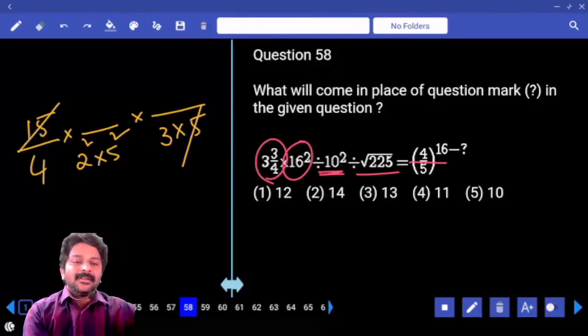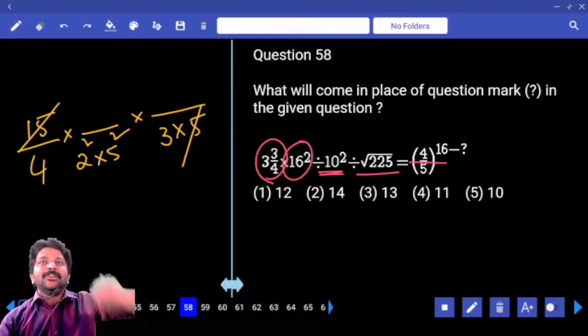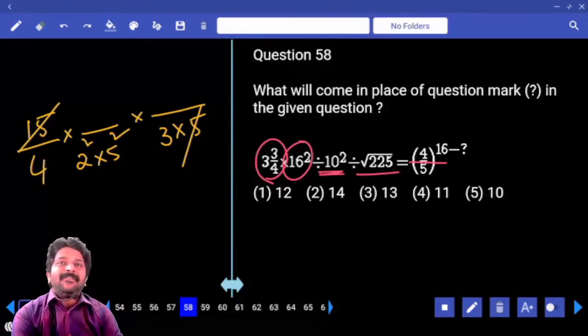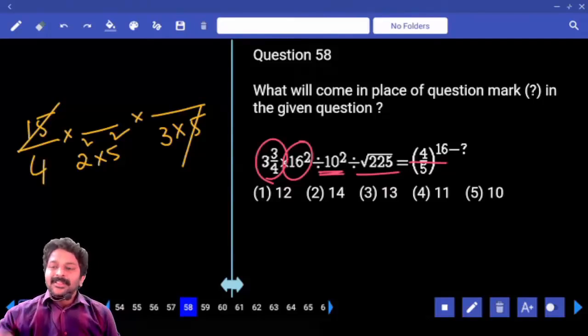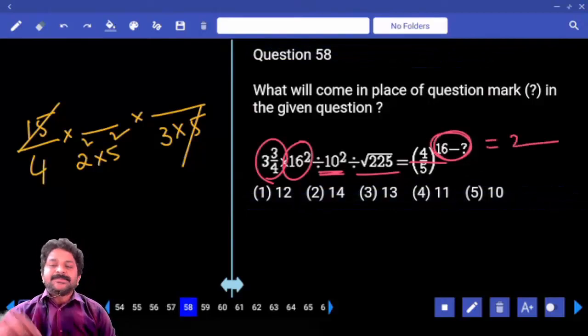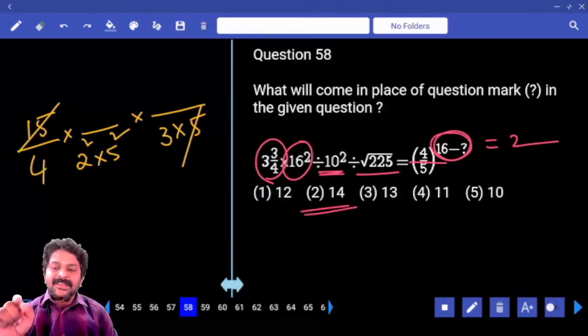Come on. So do we have 5 multiples in numerator? In denominator, what is the power of 5 we have? Come on. That means in exponent you are supposed to get 2. From 16 what must be subtracted to get exponent 2? 14 must be subtracted, hence second option is our answer.